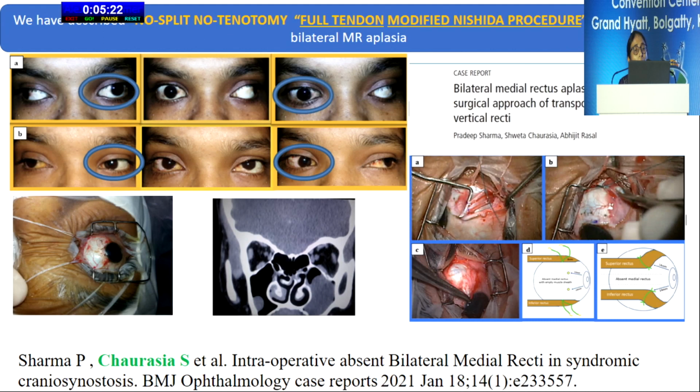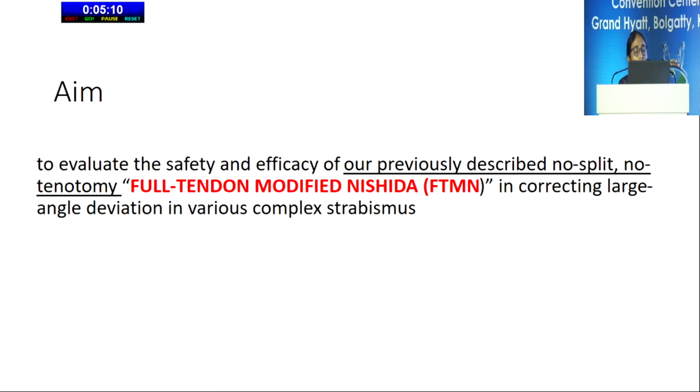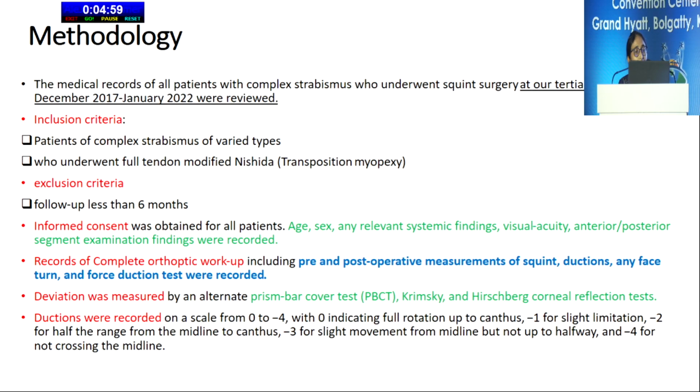We have published a paper with no split, no tenotomy, full tendon modified Nishida procedure in a rare case of bilateral medial rectus aplasia with large exotropia and adduction deficit, with good surgical outcome. So the aim of our study was to evaluate the safety and efficacy of our previously described no split, no tenotomy, full tendon modified Nishida in correcting large angle deviation in various complex strabismus. Medical records of patients were retrospectively reviewed, and patients who underwent this procedure with a follow-up of 6 months were included. Informed consent was taken.